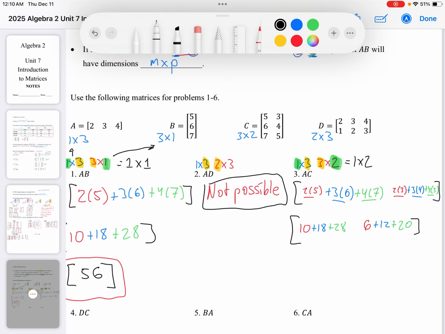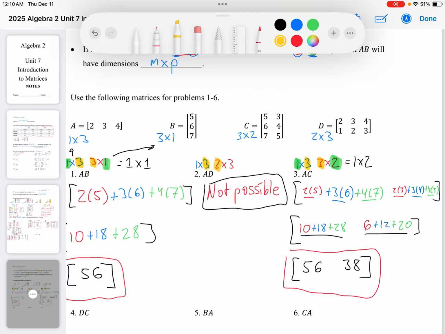So now I just need to add these things together to get my final product. 10 plus 18 plus 28 is 56. So these 3 add together to make 56. And then 6 plus 12 plus 20 is 38. These 3 add to make 38. And so this is my final product, which does give me a 1 by 2 matrix like we expected. 1 by 2 of 56, 38.